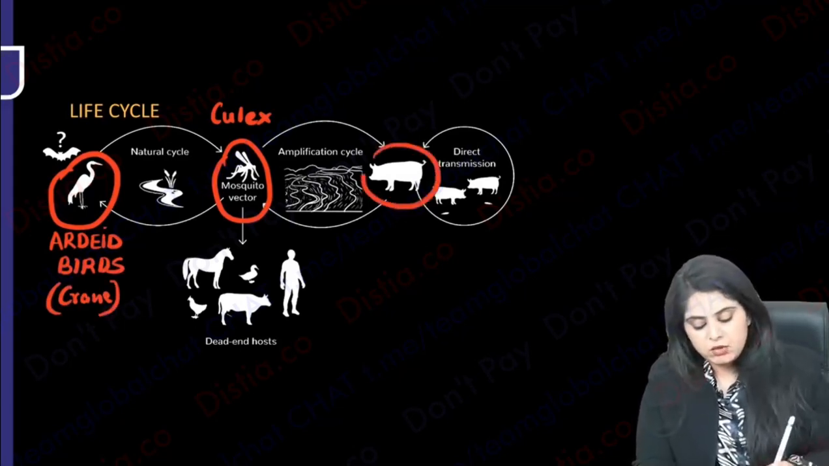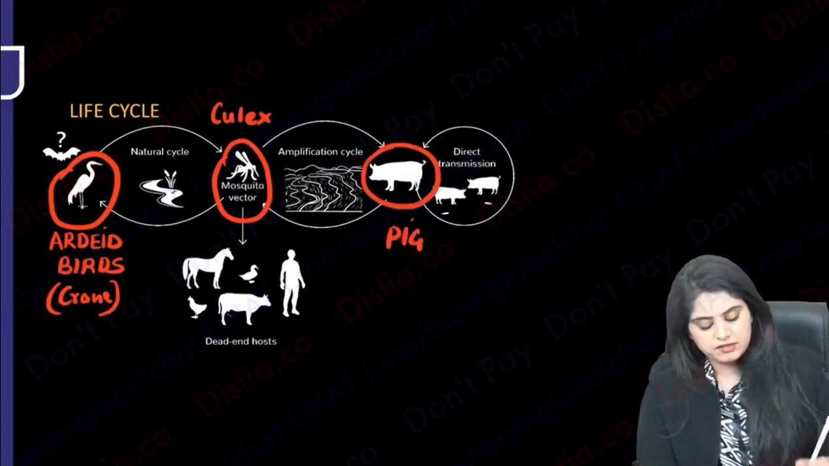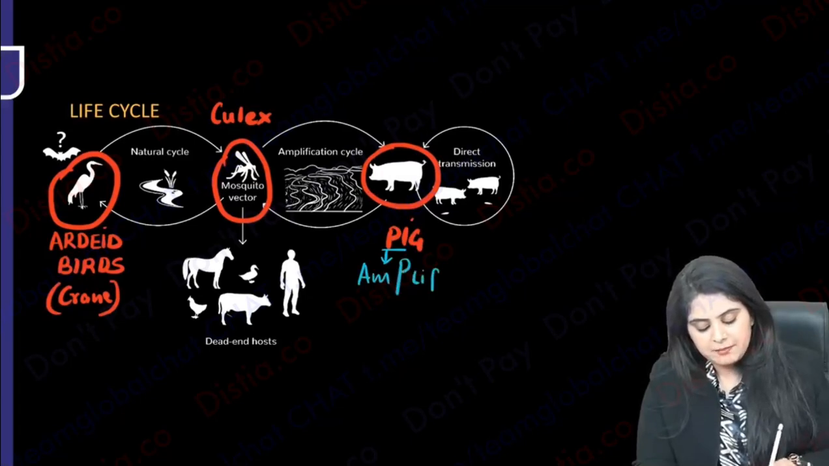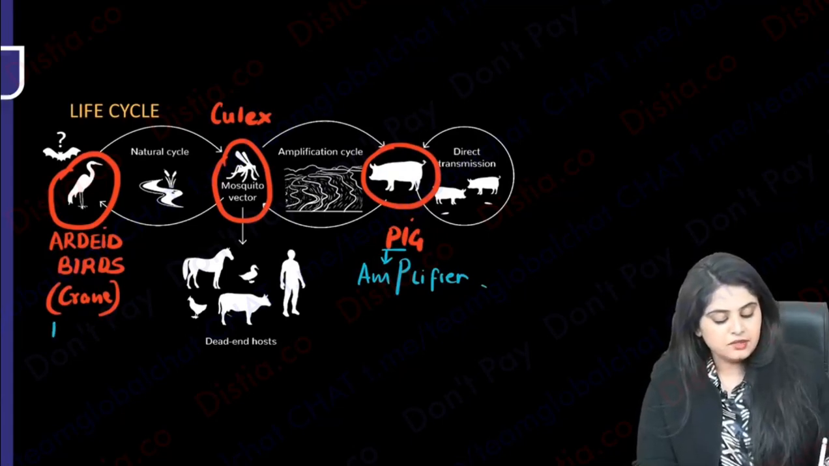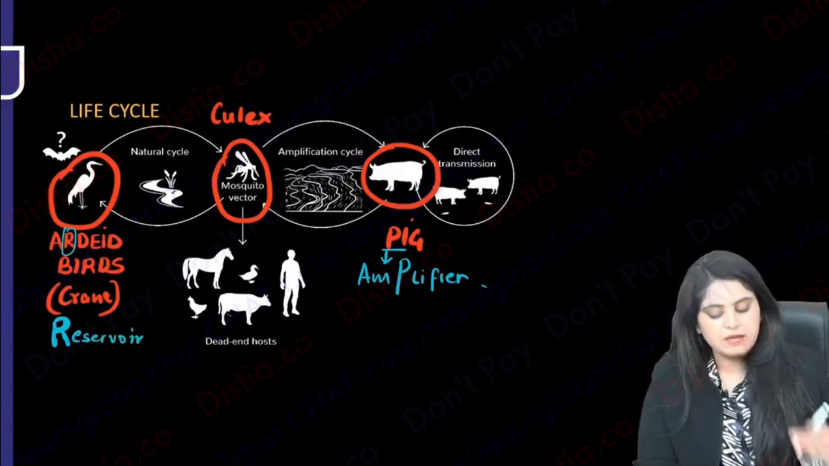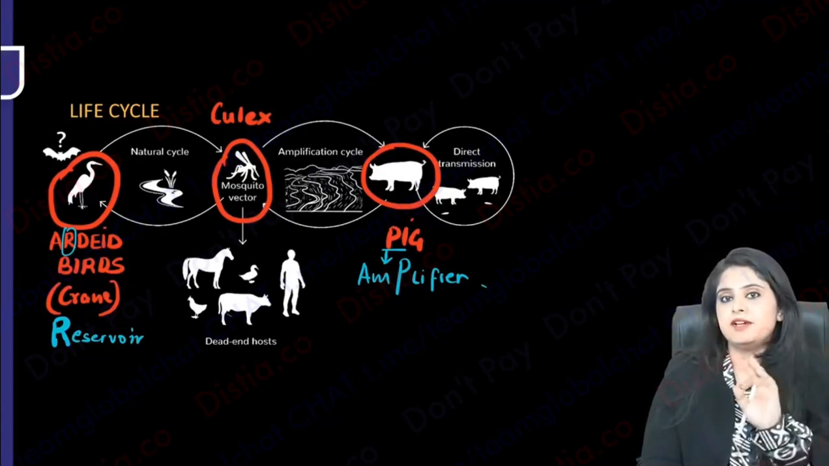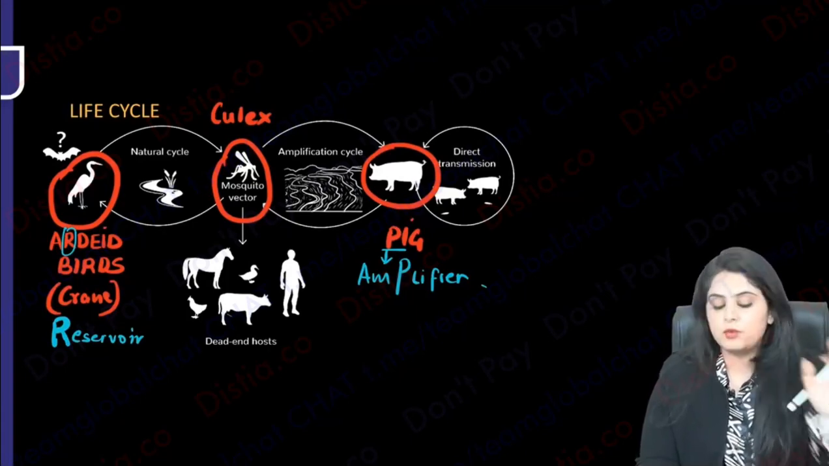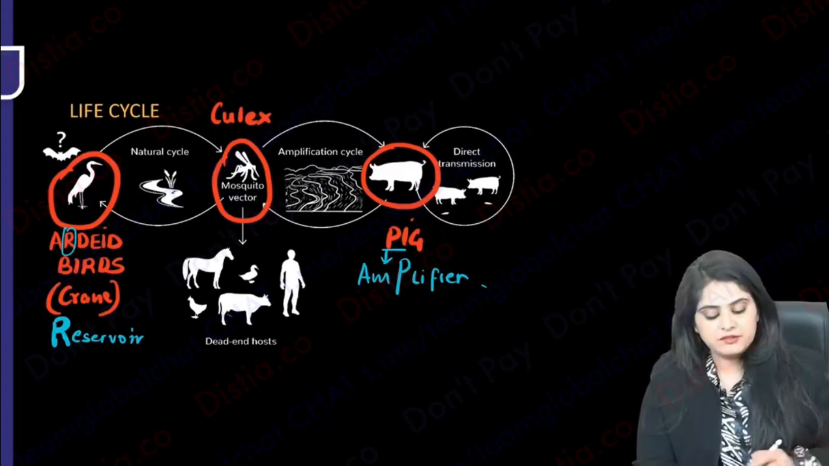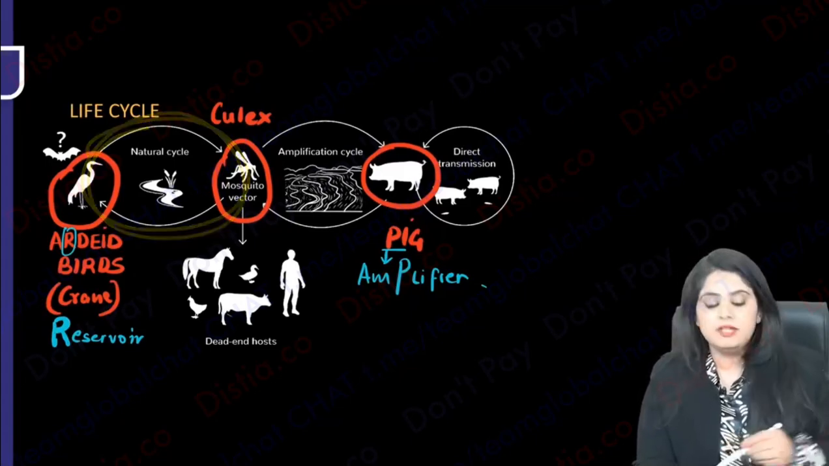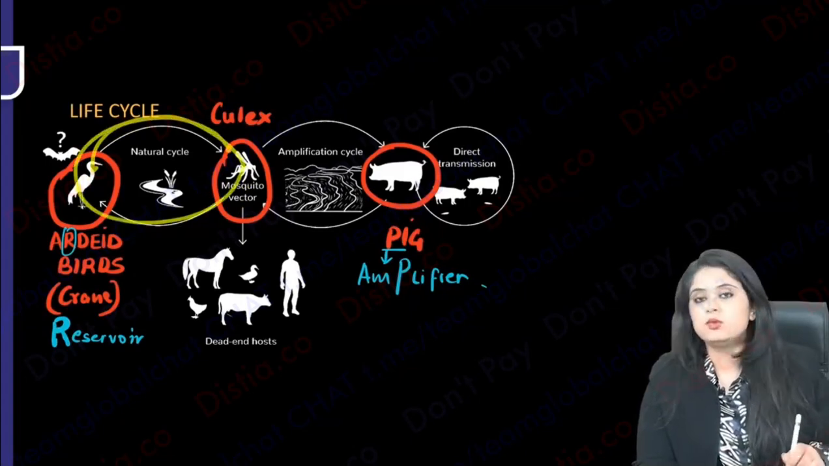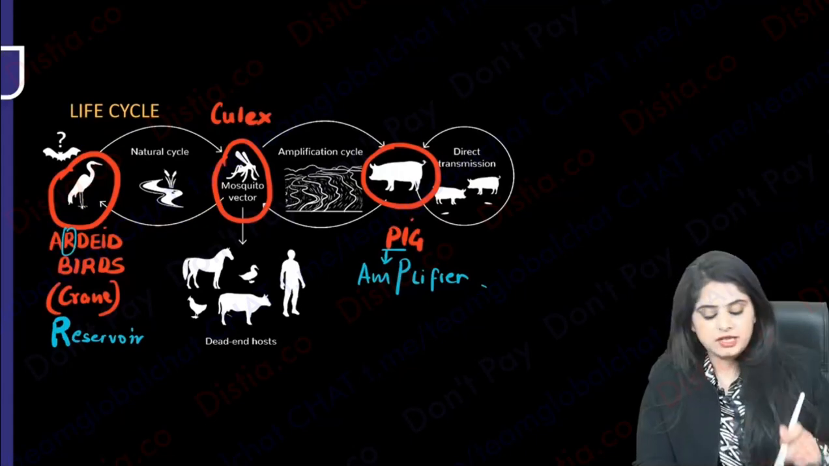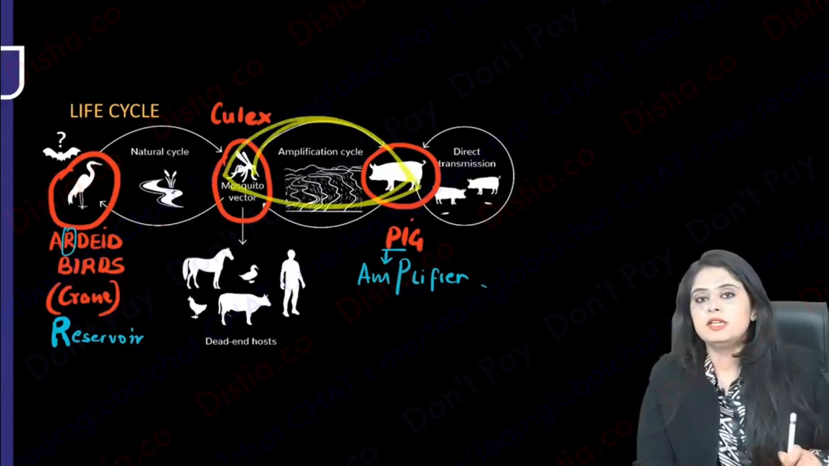After that, we have a pig also that has been shown over here. So remember, pig is the amplifier host, whereas ardeid birds are the reservoir host. Okay, whatever word comes in them you will pick up. Pig has P, so that is amplifier, whereas ardeid, the R word is very prominent, so that is a reservoir host, and the mosquito is Culex. So simple. If there is a natural cycle occurring, it is happening between ardeid bird and Culex. That is the natural cycle. If an amplification cycle has to occur, it is between pig and Culex, right?